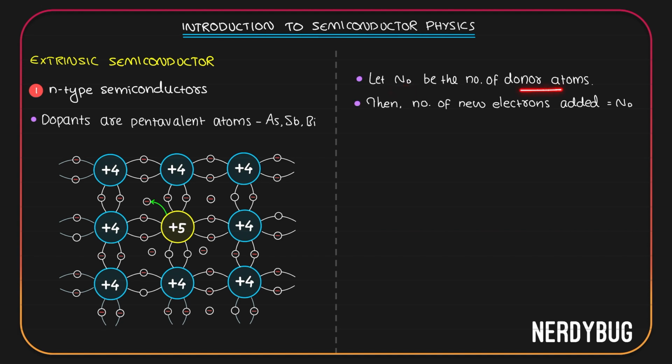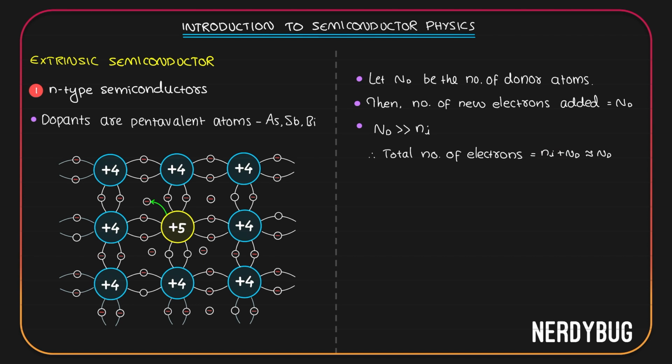Let's take Nd to be the number of donor atoms. Then the number of new electrons added will also be Nd because each atom is giving out one electron. Now, when we add impurities, we make sure that the number of atoms added are very much greater than the intrinsic carrier concentration. So that when we take the total number of electrons, which is Ni plus Nd, this is approximately equal to Nd itself because Ni is very much smaller than Nd.